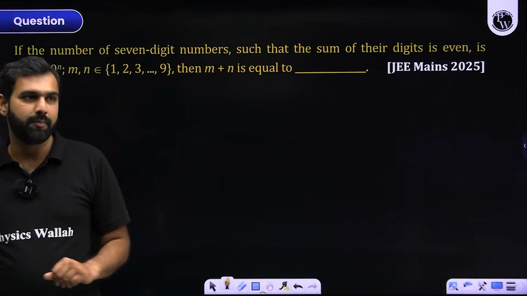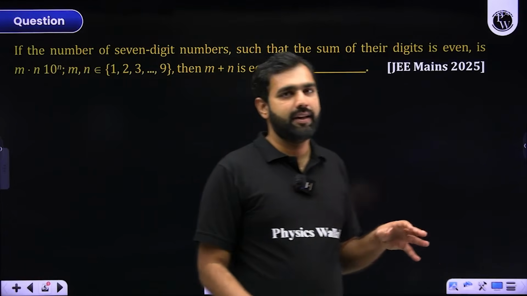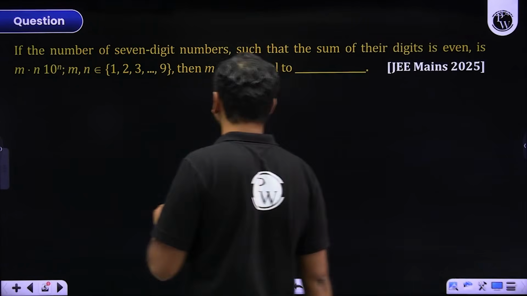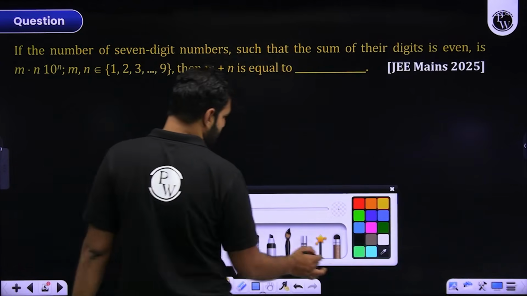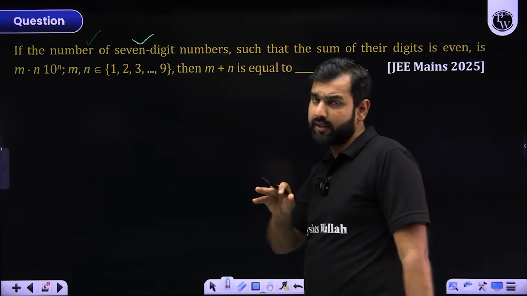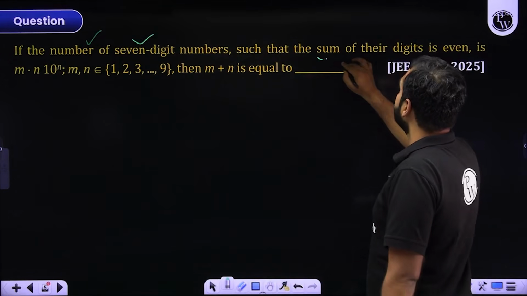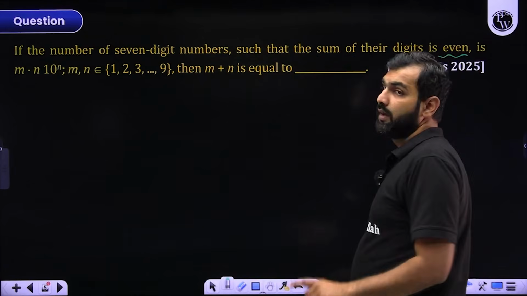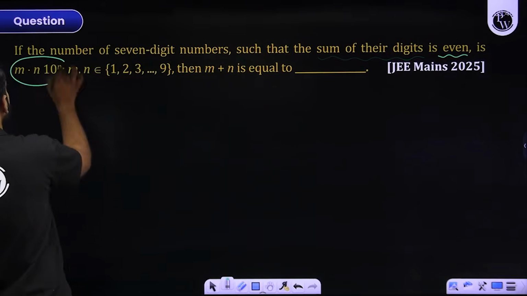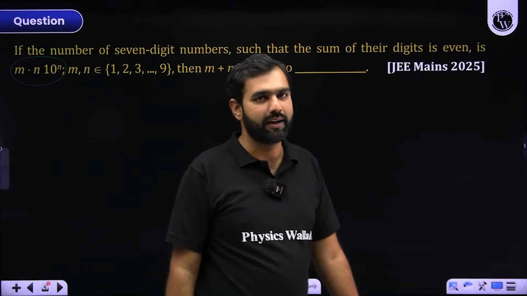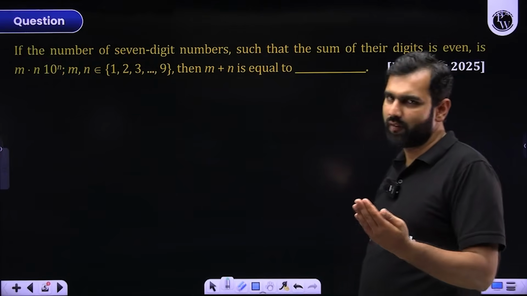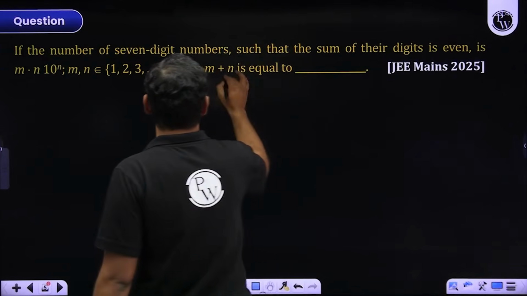Moving ahead towards the next part, let's seek more clarity on this basic principle of counting through this particular example. This was a question asked by JEE Mains in 2025. Let's read it first. So what does it say? It says the number of 7-digit numbers such that the sum of their digits is even, and it is told to be m into n into 10 to the power n, where m and n are any digit from 1 to 9. Then we are asked the value of m plus n.